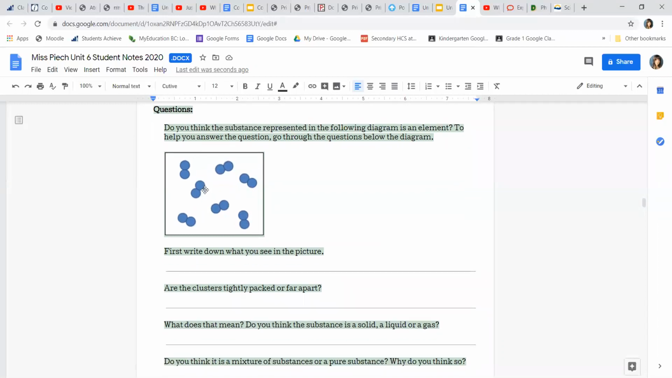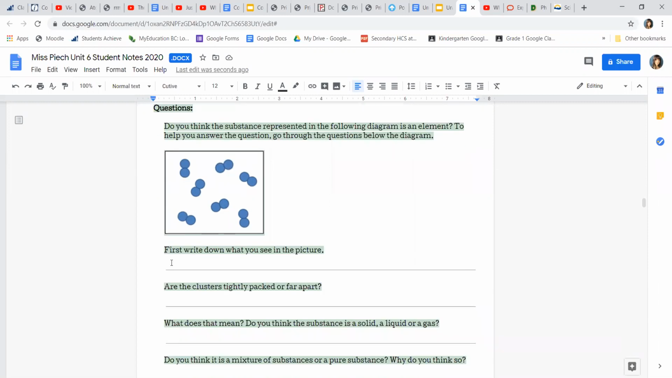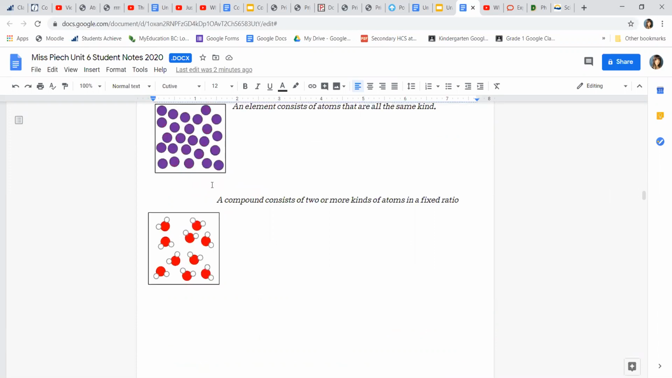We have this picture here, and I want you to figure out if it is an element or a compound. Give me one moment. We're going to see what you can discern based on what you're seeing in this picture here. So tell me what you see in the picture first of all. Write that down. What do you see? You see a whole bunch of different kinds of atoms. Keeping in mind, if I'm saying different kinds of atoms, you should be seeing atoms of different sizes.